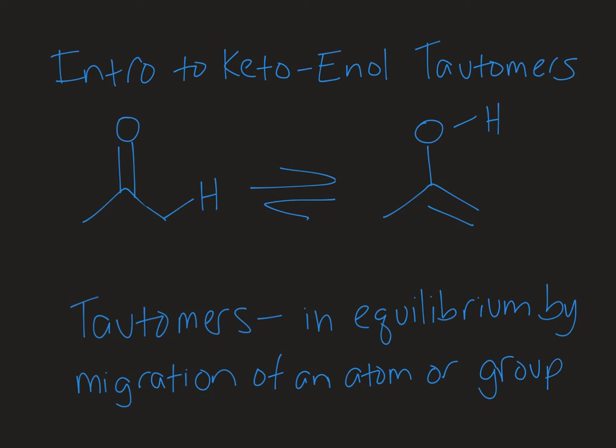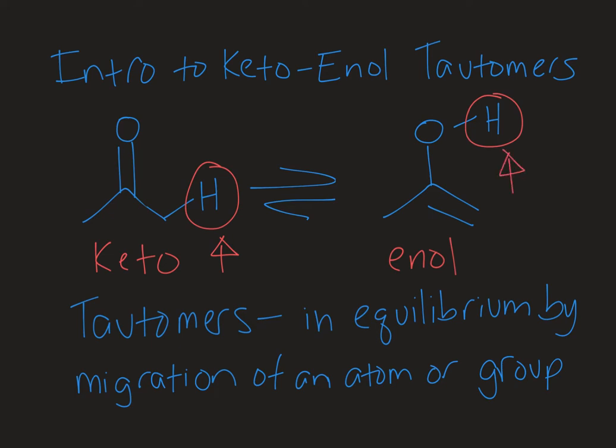In this video, we're going to look at an introduction to the Keto-Enol Tautomerization. So I have drawn before us here both the keto, and that would be this one on the left, and the enol tautomers for this tautomerization. So tautomers are molecules that are in equilibrium by the migration of an atom or a group. For the Keto-Enol Tautomerization, that atom is a hydrogen atom. So this hydrogen atom right here on the keto migrates to that position on the oxygen in the enol form.